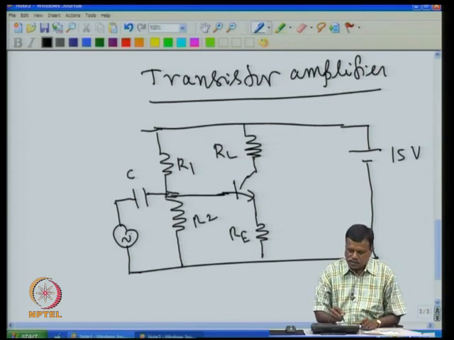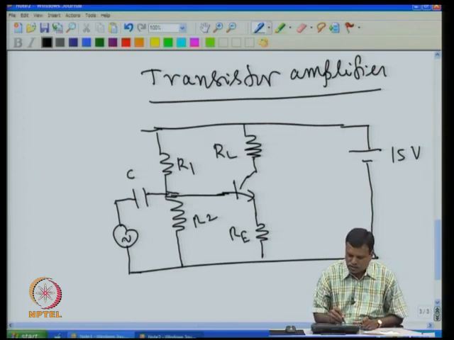Our aim is to amplify this signal, and the amplified output is supposed to appear here. This amplified output I will take through a decoupling capacitor, and that is the load resistor. Across this you will get the output. So this capacitor I will call CL.